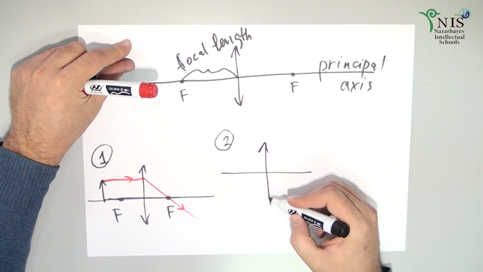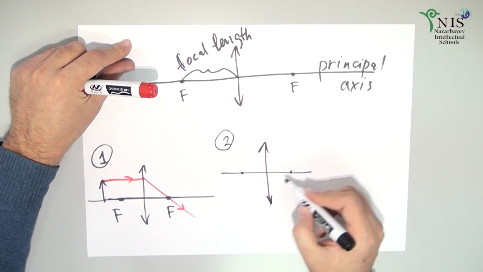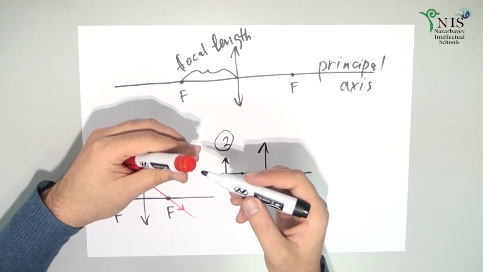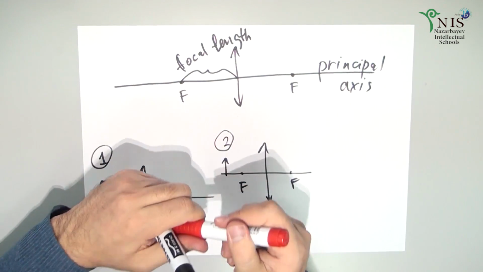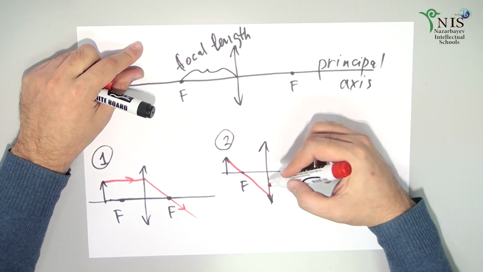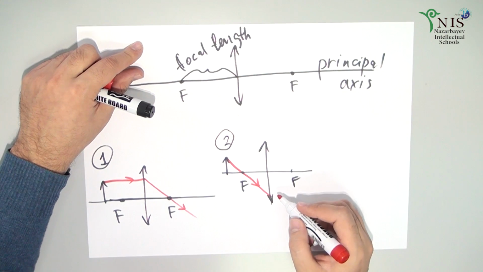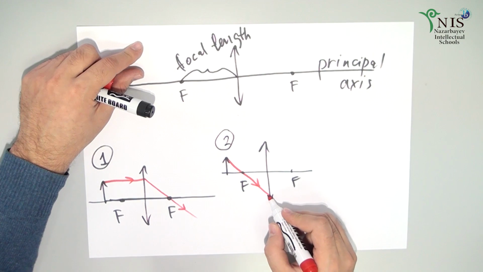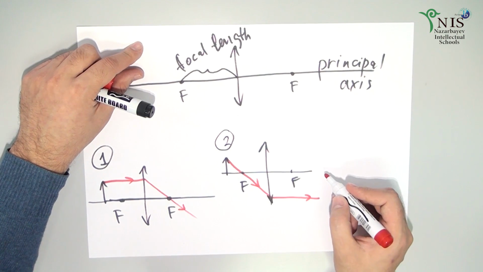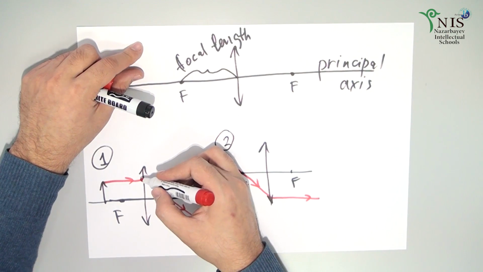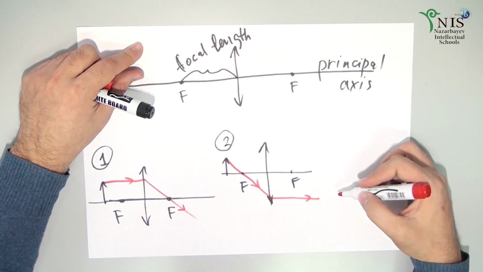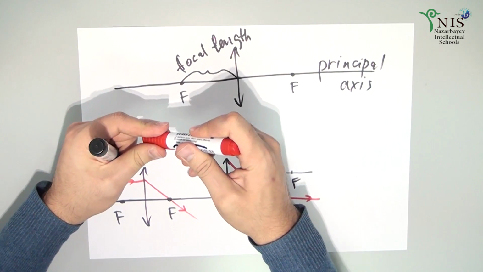Second one. So we have a convex lens, two focal points. So the second ray: if a ray goes to the focal point, after reaching the lens, the ray will go parallel to the principal axis. So when a ray is parallel to the principal axis, it goes through the focal point. When a ray goes through the focal point, then it goes parallel to the principal axis.